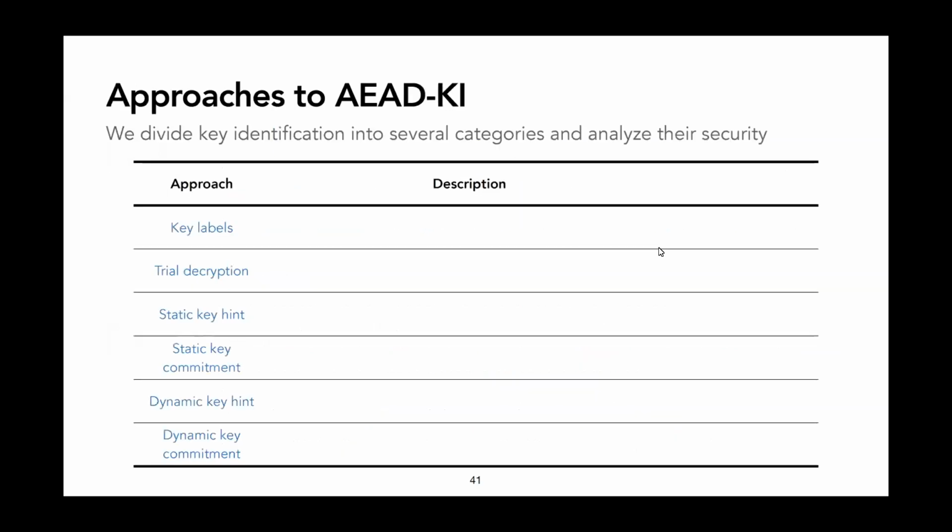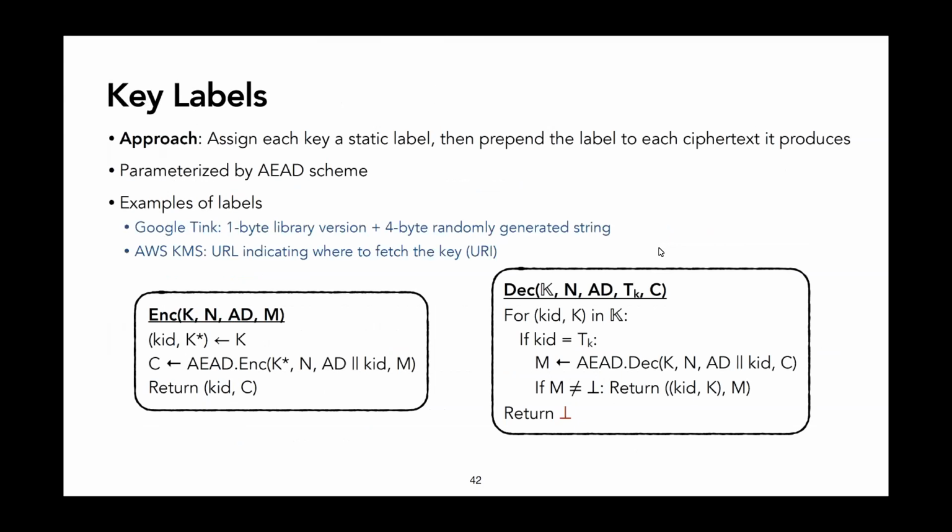Now that we've covered our security definitions here, let's describe our approaches to AADKI. We specifically divide key identification into several categories and analyze their security. Our first approach is key labels. This assigns each key a static label, then prepends the label to each ciphertext it produces. And this is specifically parameterized by an AAD scheme. And there are a couple of examples of this in practice.